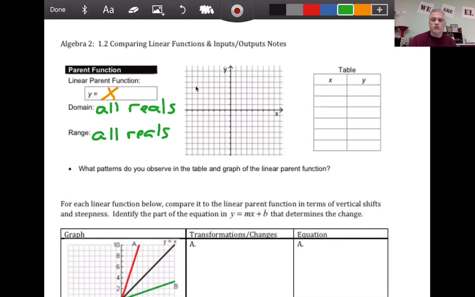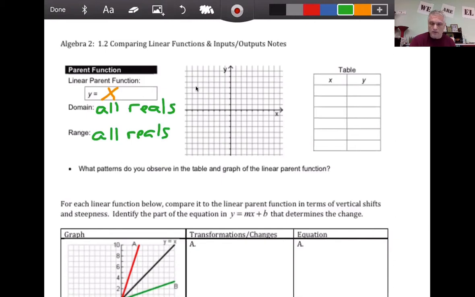So for domain, it goes left forever and right forever, and there are no holes in between. That's why it's all reals. For range, it goes down forever, it goes up forever, and there's no holes or gaps in between. So that's just some information about your linear function, the parent y equals x.